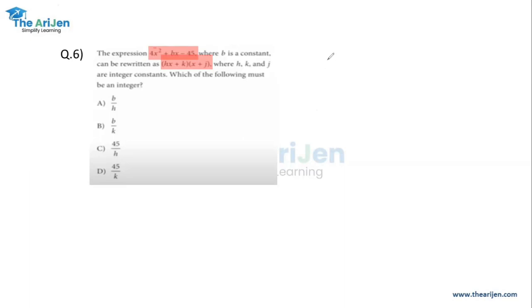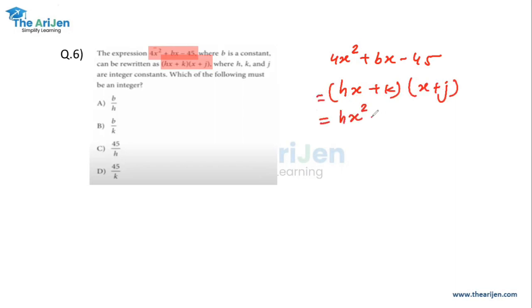So I will write 4x square plus bx minus 45. The first expression is there, and I'm writing hx plus k and this x plus j, and I'm expressing it, meaning I'm opening this expression. So it is hx square plus hjx plus kx plus jk. Now you can see one thing here: this hjx term is going to be compared with b, and these are both unknown, so that will be difficult. But I am equating anyway.